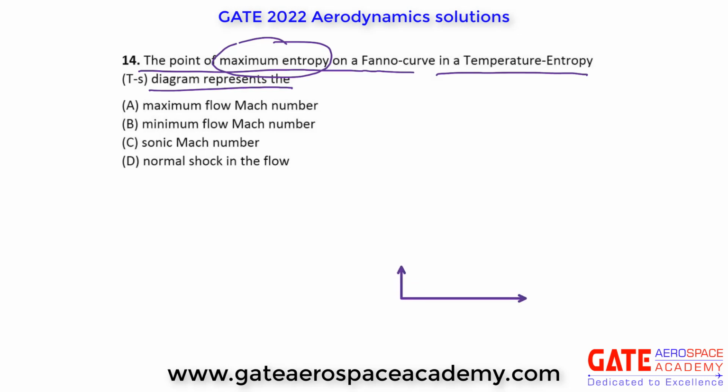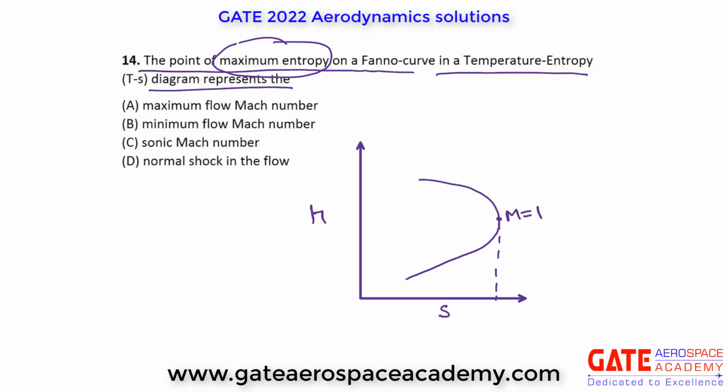We studied the h-s diagram in the class, right, enthalpy entropy diagram, and the curve was like this, correct, for Fano flow. This is the point of maximum entropy, and what was the Mach number we got here? I am not doing the derivation, we already did it in the class, that is Mach number is equal to 1, means sonic Mach number, correct.